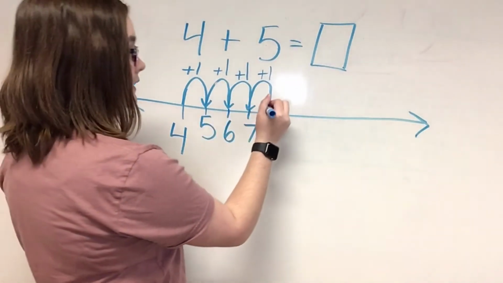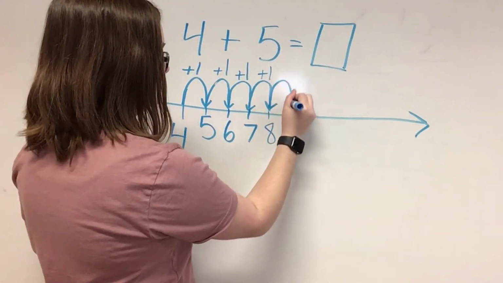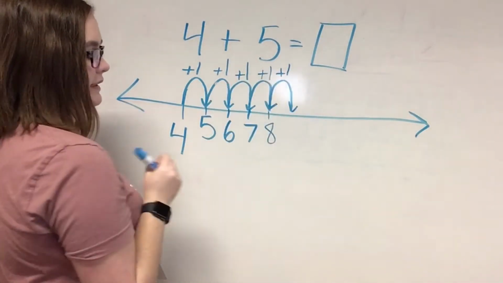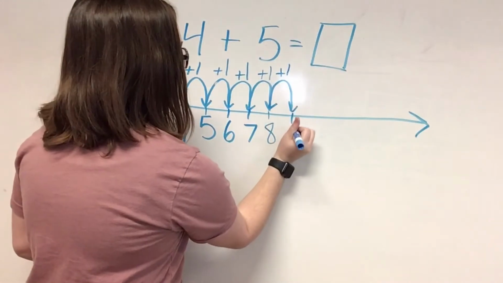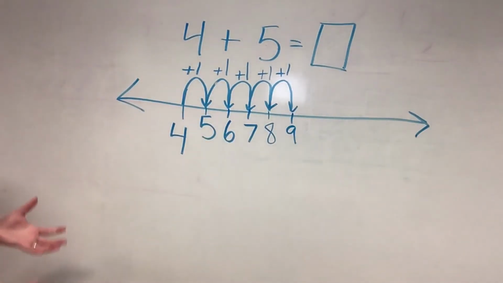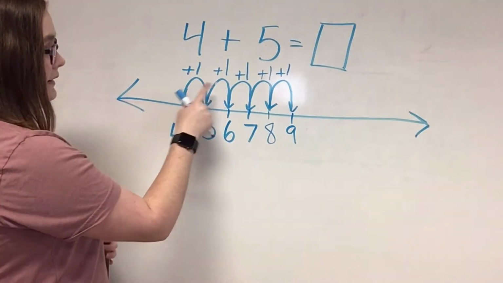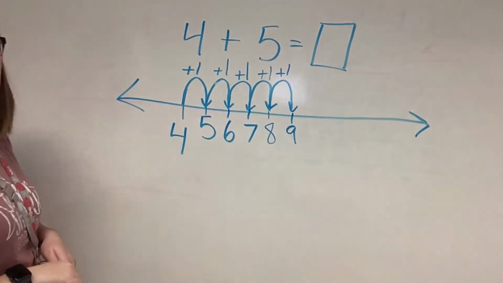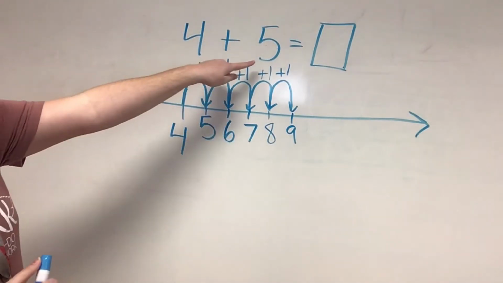So, I will do another one. Plus 1. 8 plus 1 is 9. Good job. It is 9. Now, how many jumps have I gone? 1, 2, 3, 4, 5. I've gone 5 jumps. Is that how many I needed to do?